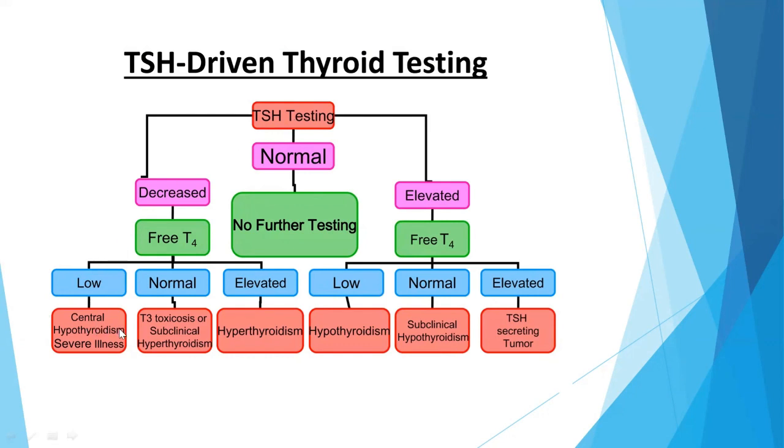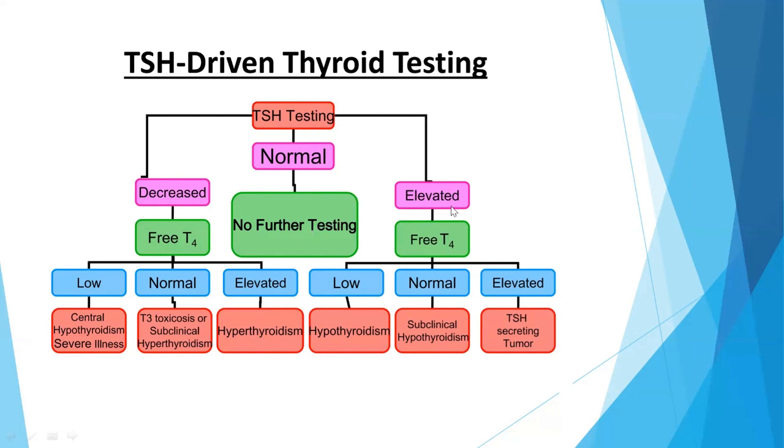The disease is not in the gland. The disease is in the center, right, in the pituitary. Now, if the TSH is decreased and free T4 is normal, then it is due to the subclinical hyperthyroidism. It is the T3 toxicosis. Now, if the TSH is decreased and the T4 is elevated, now the defect is in the gland itself. So this is the primary hyperthyroidism. Now, if the TSH testing is normal, no further testing is required.